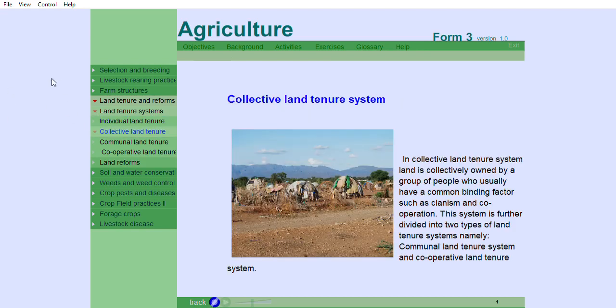Collective land tenure system. In collective land tenure system, land is collectively owned by a group of people who usually have a common binding factor such as clanism and cooperation. This system is further divided into two types of land tenure systems, namely communal land tenure system and cooperative land tenure system.